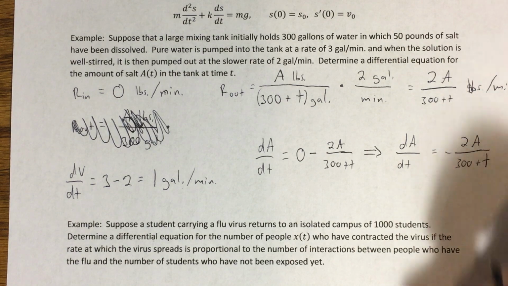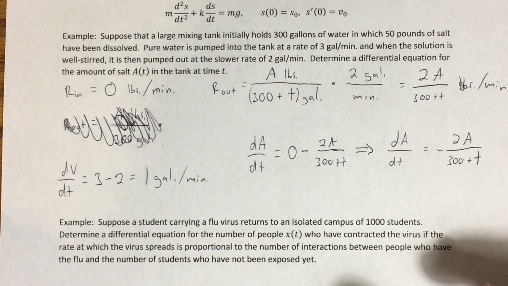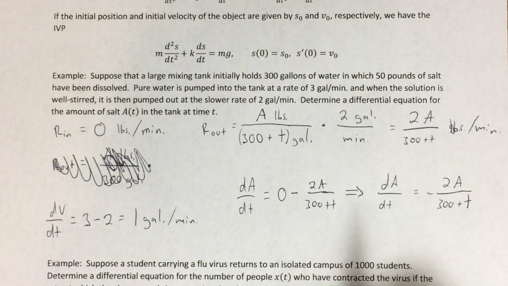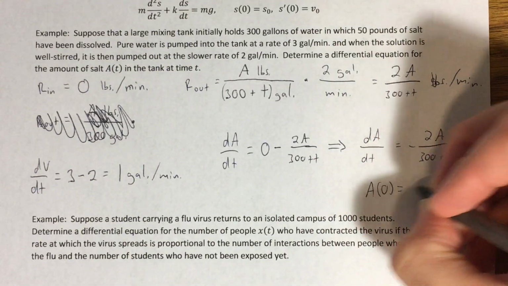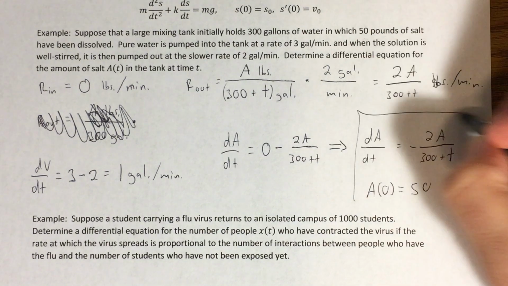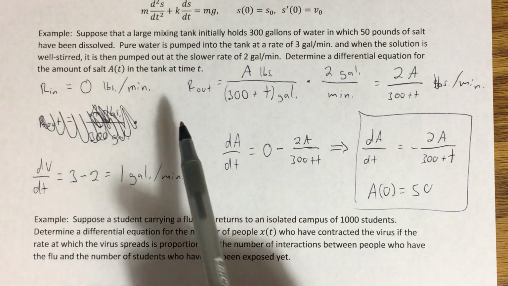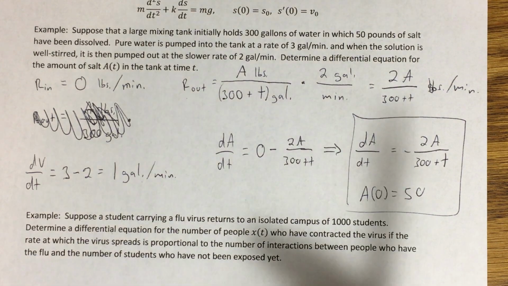or just dA/dt equals negative 2A over 300 plus t. Now there's an initial condition that we can also attach to this problem, because at time t equals 0, we're told that there's 50 pounds of salt in this tank. So we have A of 0 equals 50, making this an IVP that we could then find a unique solution to. Okay, so had to rework the R out part of this, but this is actually the differential equation we'd be looking at here.